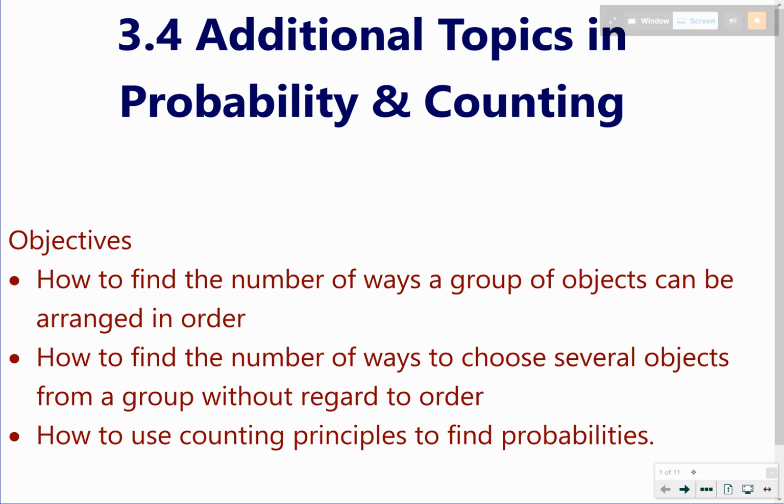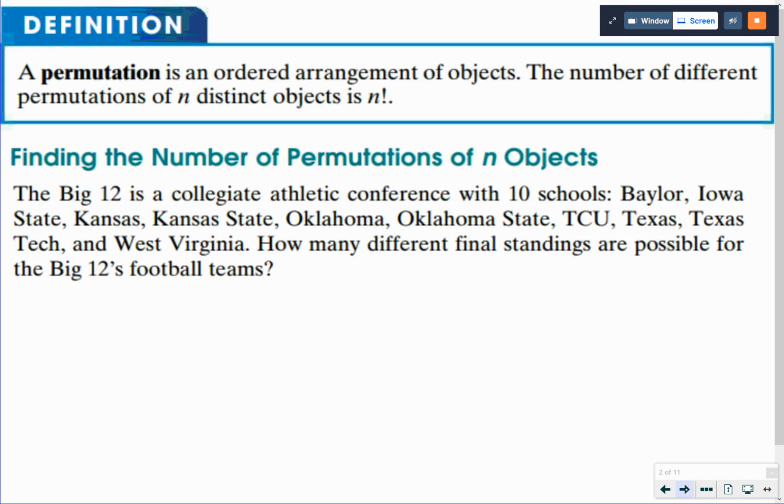Okay, so this section is just the last set of stuff we haven't talked about so far with probability. We're going to start with the definition of a permutation. A permutation is an ordered arrangement of objects. The number of different permutations of n objects is n factorial. So we've used that already.